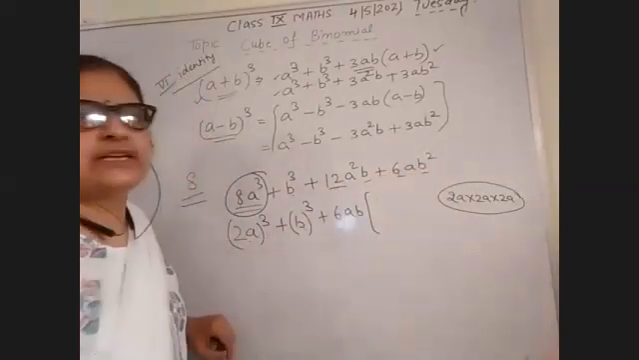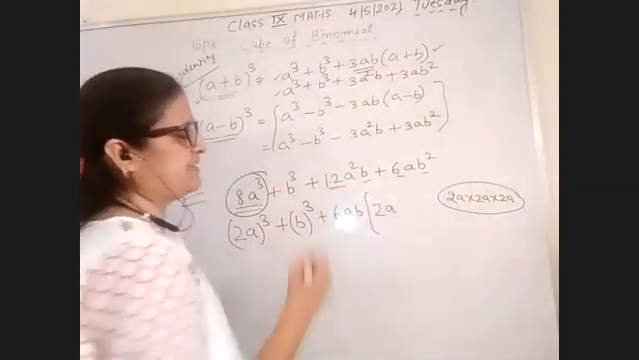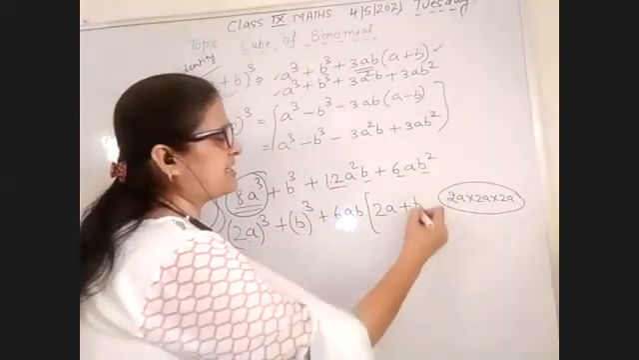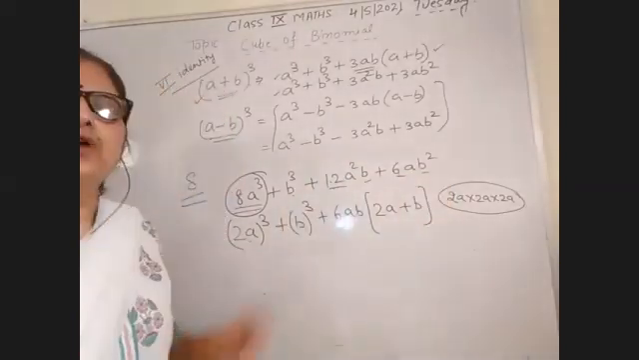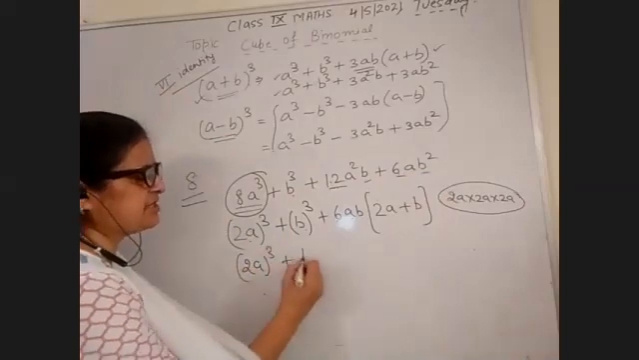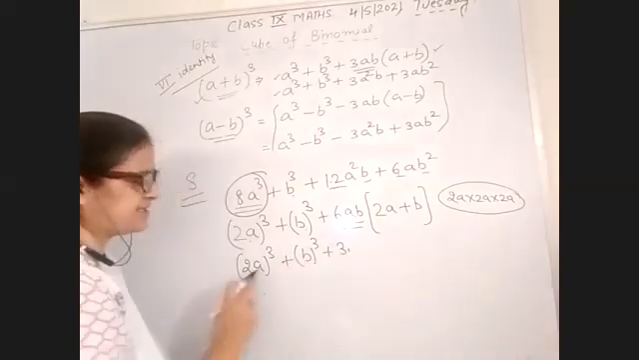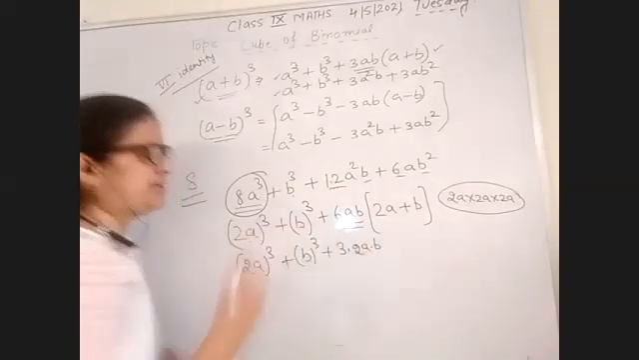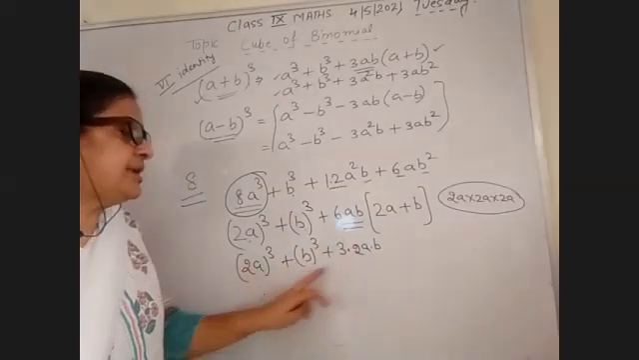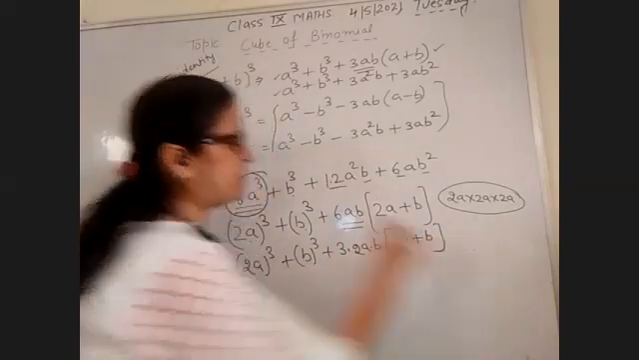Then how will you write this? 6 twos are 12 and a is left, and here b is left. 6 is common, a is common and b is left. Now how do you again expand this? 2a cube plus b cube plus 6ab. You can write like this, 3 into 2a into b, you can write like this, 3ab. A is given 2a and b is given b. And in the bracket you will write here 2a plus b.